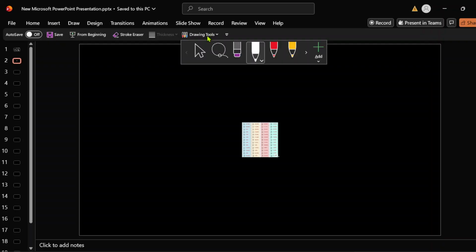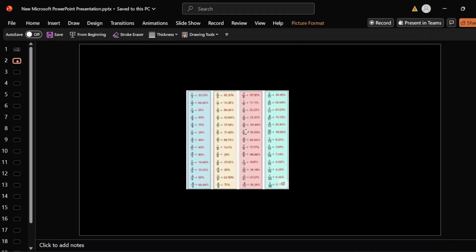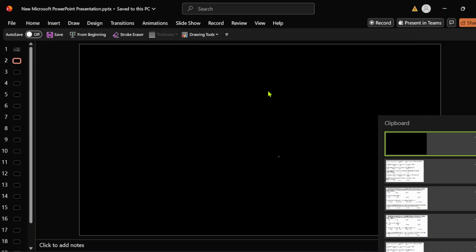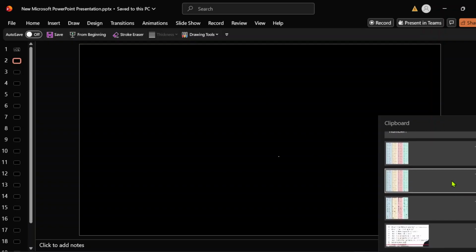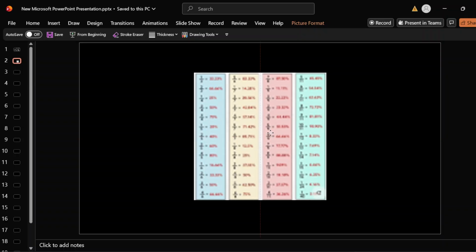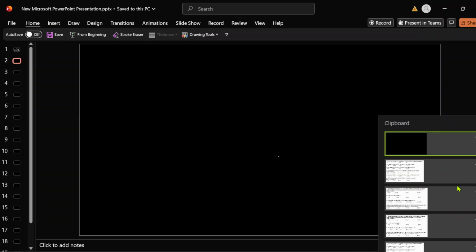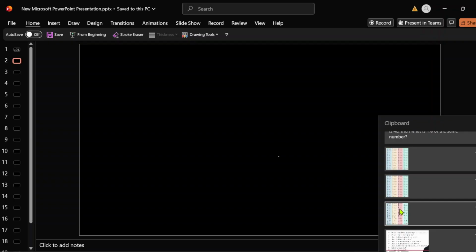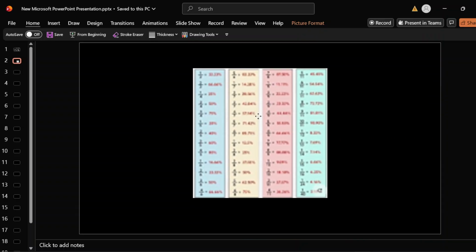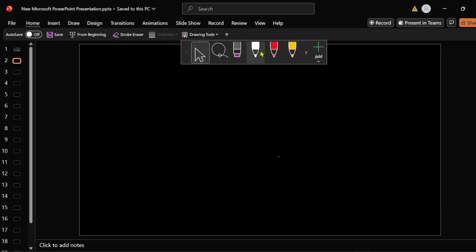This is the table. This is very blur, so I will take another one. This is also not good. Okay, this is also not good. I will say okay.